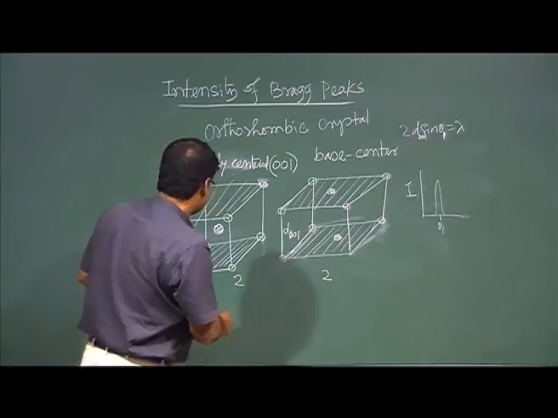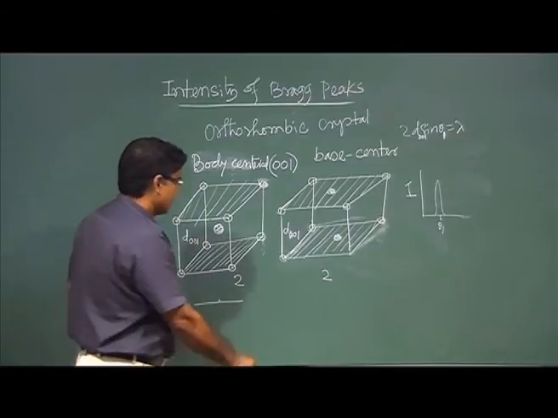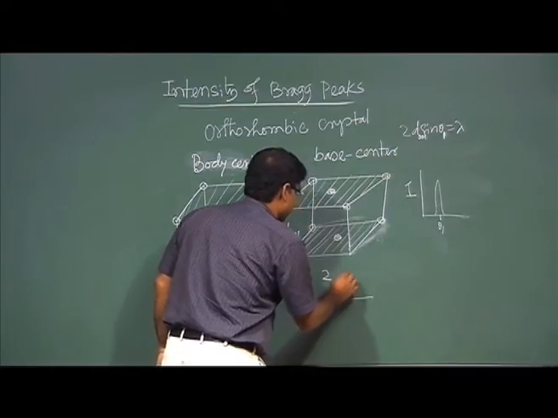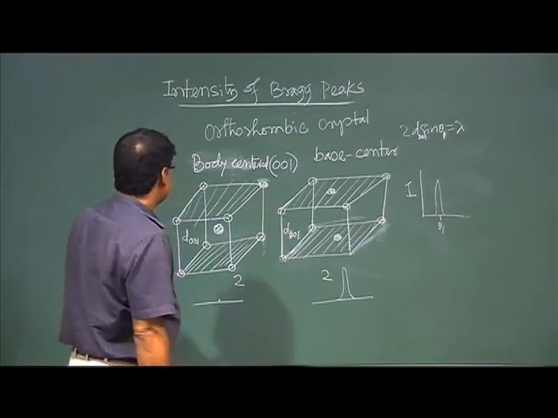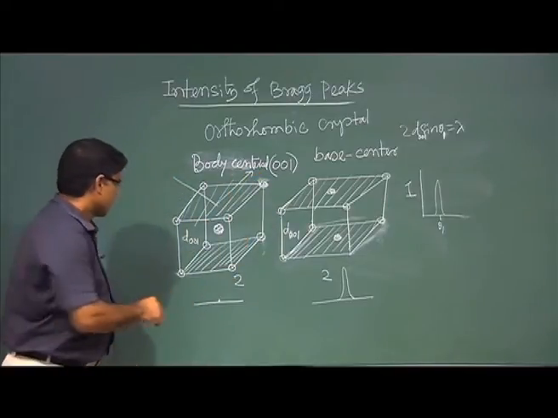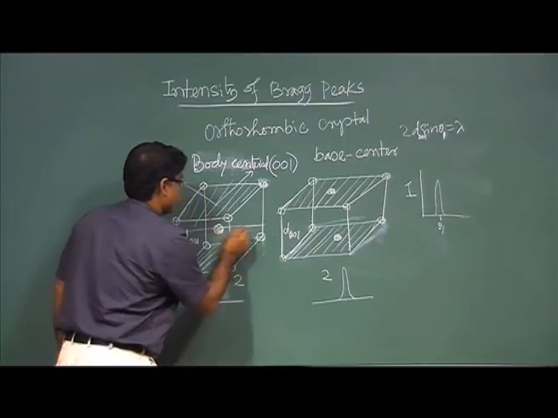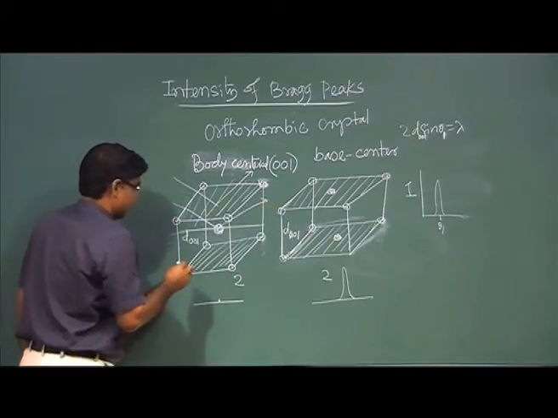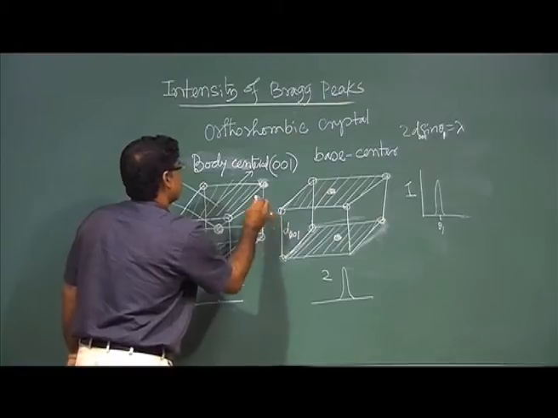So, for body centered, intensity 0 means practically you will get no peak, and in this case you will get a peak with high intensity. Okay. What is the reason? The reason is that from this plane, and here also you will get one plane, okay. From this plane there will be reflection or diffraction, and from this plane there will be diffraction. Okay.